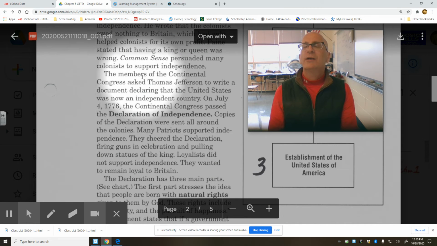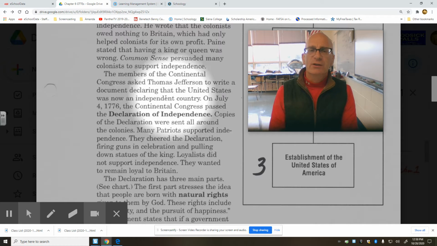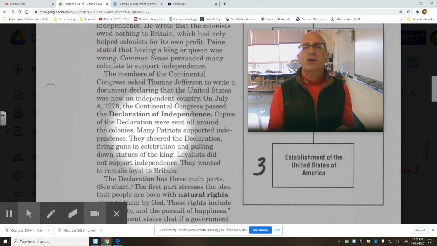The members of the Continental Congress asked Thomas Jefferson to write a document declaring that the United States was now an independent country. And on July 4th, 1776, the Continental Congress passed the Declaration of Independence. Copies of the Declaration were sent all around the colonies, and they cheered the Declaration, firing guns in celebration and pulling down statues of the king.